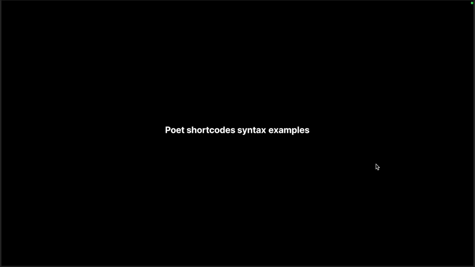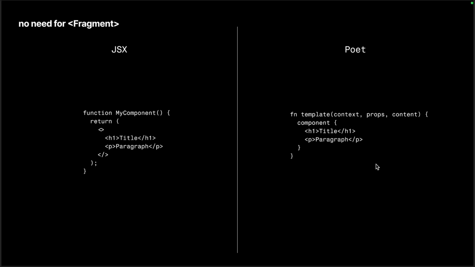And now I will show you a few syntax examples that you can expect in Poet. So first of all, while the HTML needs to be correct, there is no need for the fragment wrapper. I can use the component block and put the elements directly inside it.